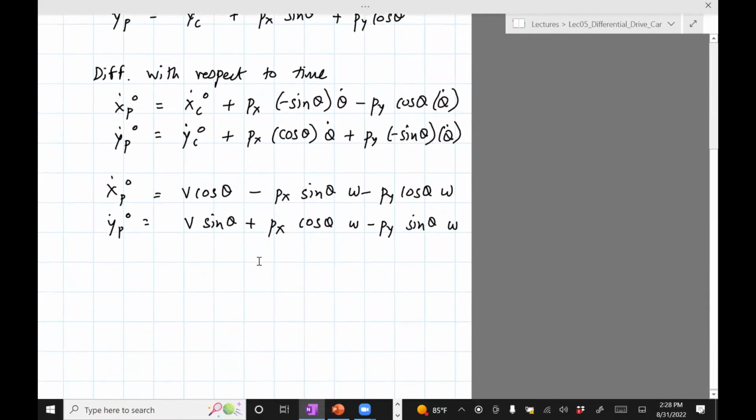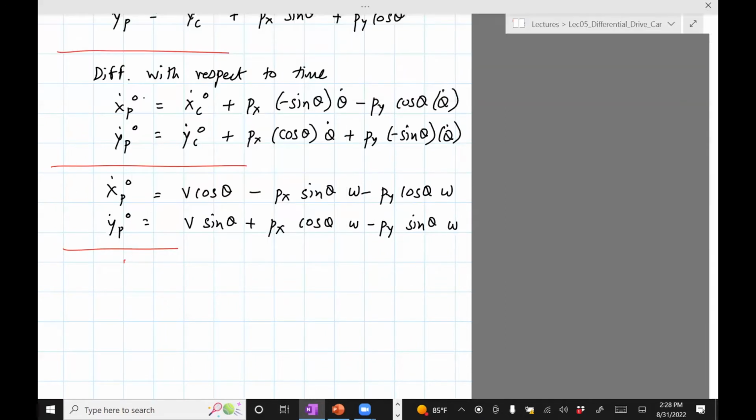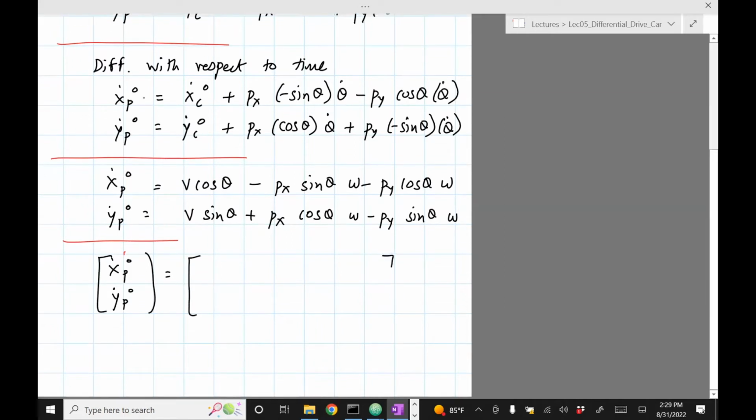Okay, these equations are better written in terms of a matrix instead of writing as two equations. So I'm just going to combine them in matrix form. So x dot P0, y dot P0 equals some matrix times v and omega.